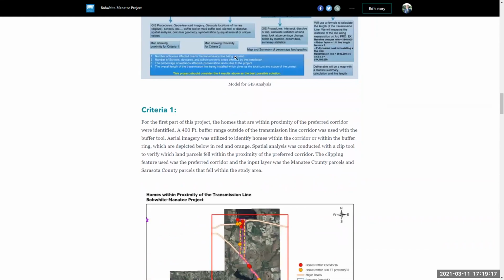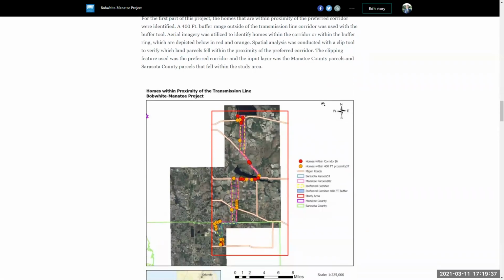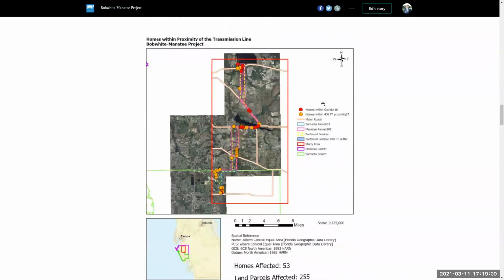And ideally, our final calculation here should answer these questions to our main criteria. How is it going to affect the homes, the schools, the wetlands, the uplands? What is the length of this transmission line? We're going to answer all these questions. So for criteria 1, as you can see, I have a map depicted here.